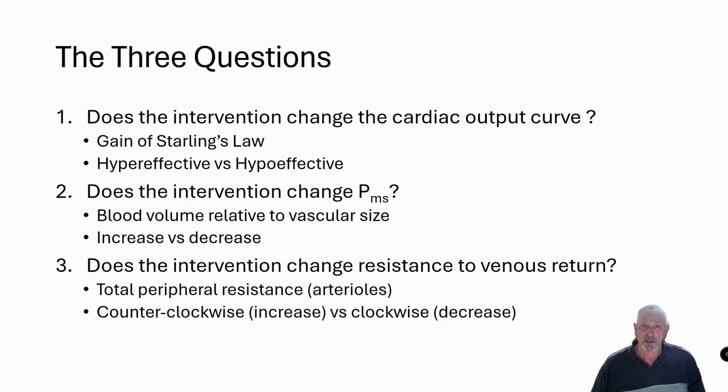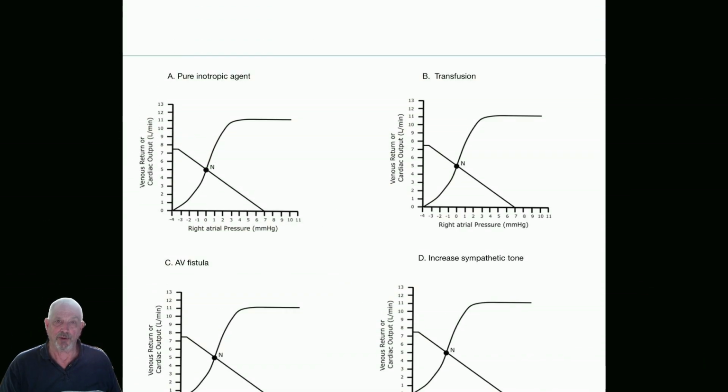And remember, sometimes the answer can be that it doesn't change it either upwards or downwards for each of the three questions. So now that we know the three questions, let's do a couple quick examples just to get the idea. In the first example, we're going to give a pure inotropic agent. I don't know if any such thing exists in real life, but for our purposes, what does an inotropic agent do?